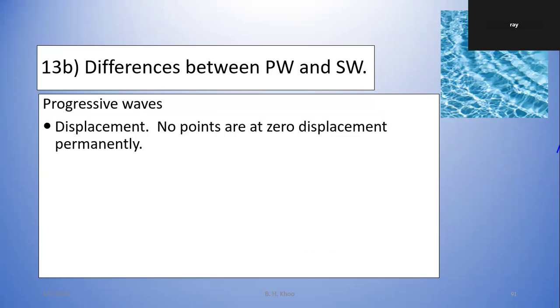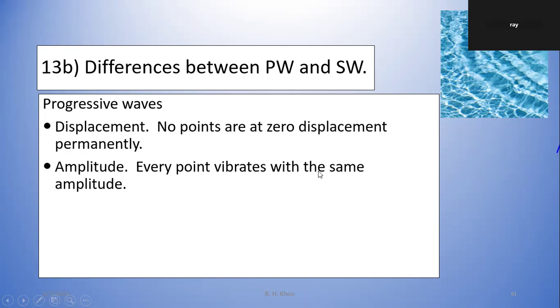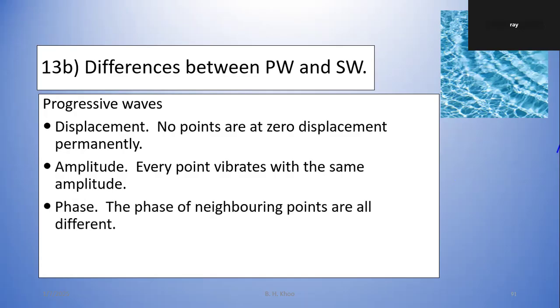Right? In terms of displacement, no point is at zero displacement permanently. You won't see a point at all. No point is at zero displacement. It may be zero, but after that it will be vibrating already. Amplitude. Every point vibrates with the same amplitude. Phase. The phases of neighboring points are all different. Right? They are all at different positions of vibration. We call that phase.